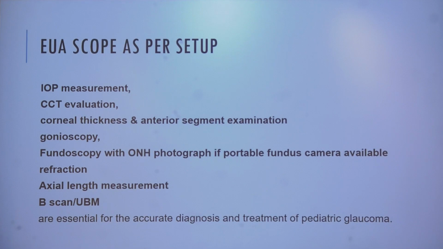So EUA is a must for most of the patients, and as per your setup, you can fit a lot of things into EUA, including the IOP measurement as soon as the anesthetic agents are given or the child is sedated, CCT evaluation, corneal thickness and anterior segment examination, gonioscopy, fundoscopy with ONH photograph if you have a portable fundus camera, refraction, axial length measurement, and B-scan and UBM if required in some of the cases.